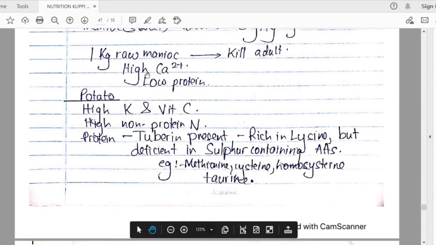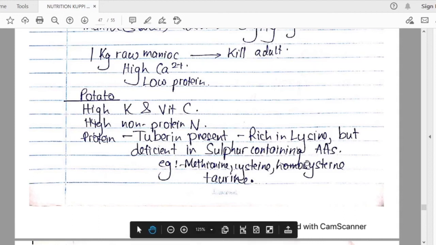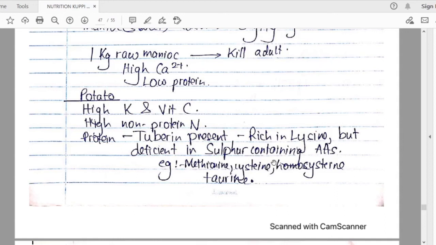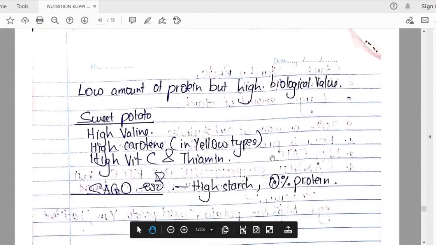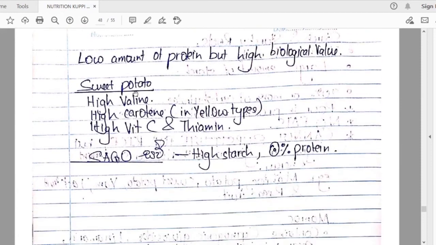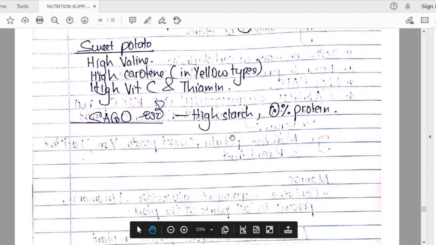Raw manioc is high in calcium 2+ and low in protein. Potato is high in potassium and vitamin C. It is a high source of non-protein nitrogen. Its primary protein is tuberin, which is rich in lysine but deficient in sulfur-containing amino acids such as methionine, cysteine, homocysteine, and taurine. Low amounts of protein, but high biological value. Then sweet potato is high in valine, high in carotene in the yellow types, high in vitamin C and thiamine. Sago is high in starch and contains almost no protein, 0% protein.